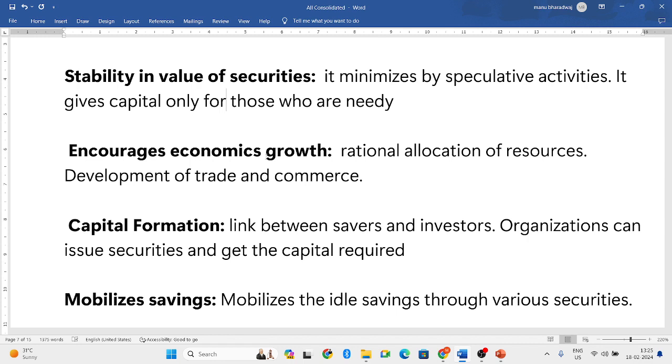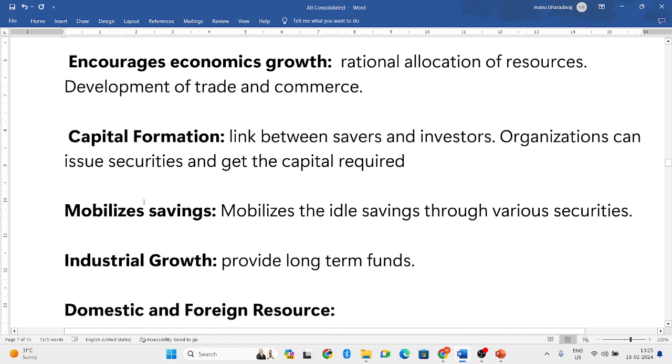So hence it will enable capital formation for the organization. Next, it mobilizes savings. Simply, if you keep the money with you, it doesn't fetch you any returns. If the savings are idle, it won't give you any money. But if the same money is invested in financial securities, you may get returns on that money, so that the money is not kept idle and you're even growing your money also. So it mobilizes the savings.